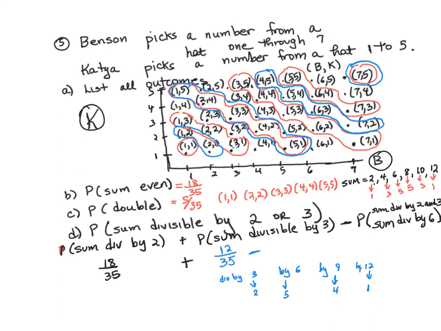But notice that our markers overlapped when we have a sum divisible by 6. So we have to subtract here the overlap, which is 5. So the final answer would be 18 plus 12 is 30, minus 5 is 25 out of 35. And I hope we did that correctly. Because of the overlap, we counted this twice. So we would have to subtract the 5. So that would be 25 out of 35, and that is correct.